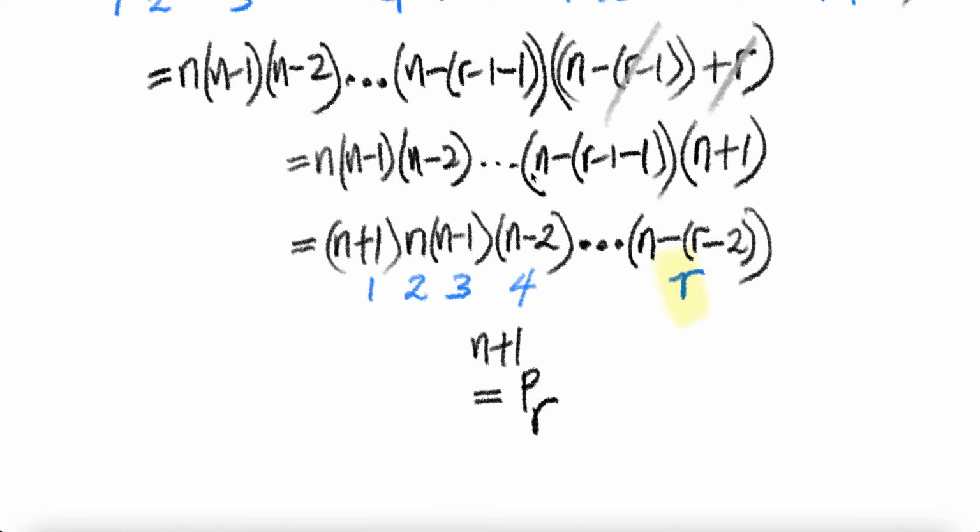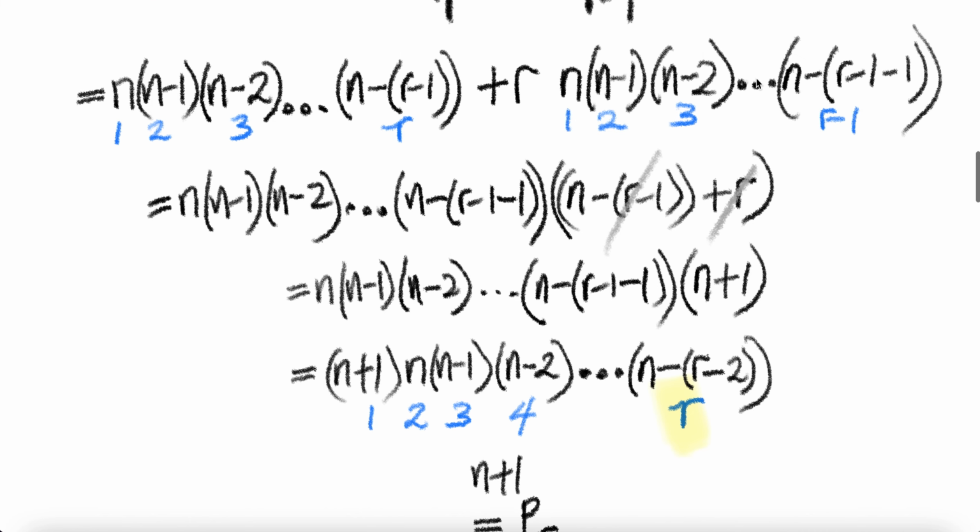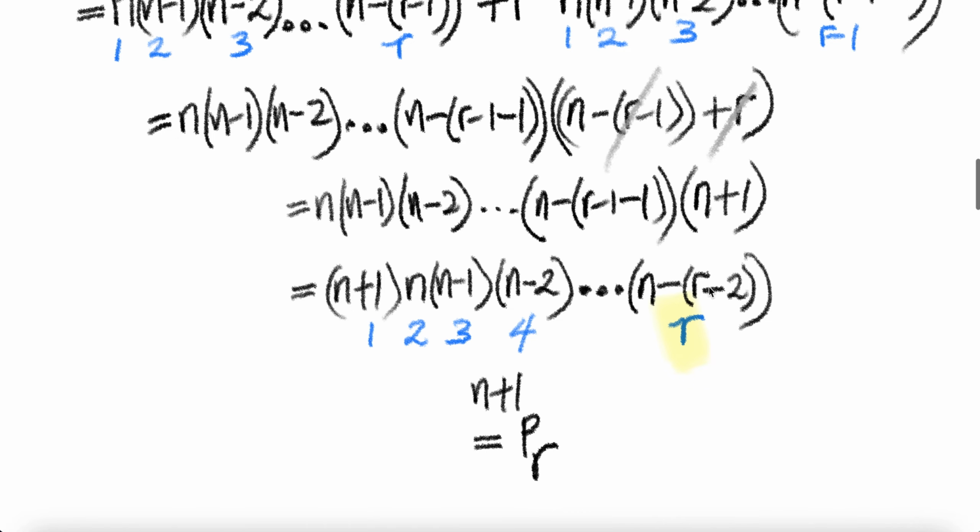Now, let us look at this. You notice that n plus 1 is bigger than n, right? Move this term in front. So you get (n+1), n, (n-1), (n-2), dot, dot, dot, down to this, r minus 2. Just now, given this, we are going to get that. Now we have this. What is this term?